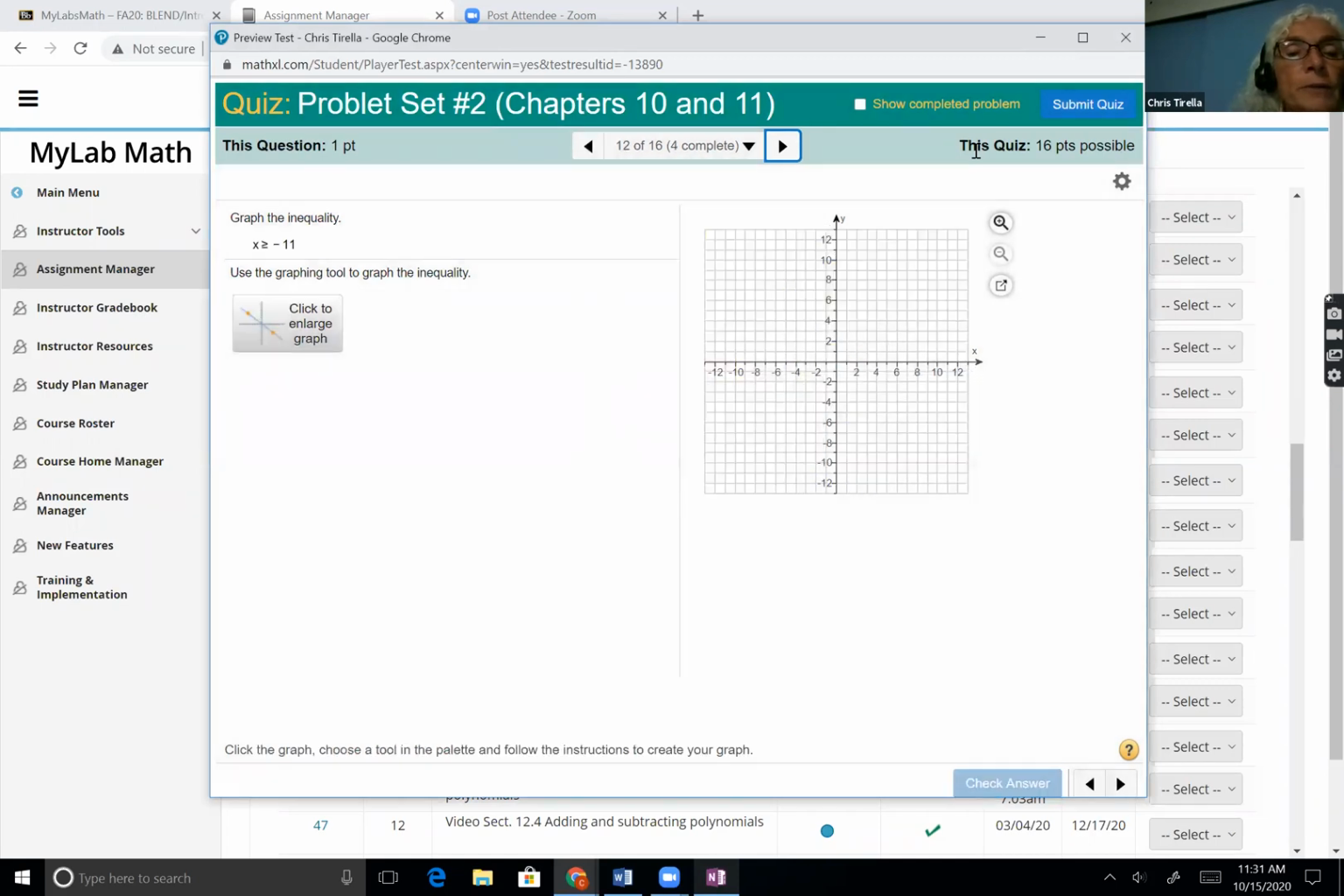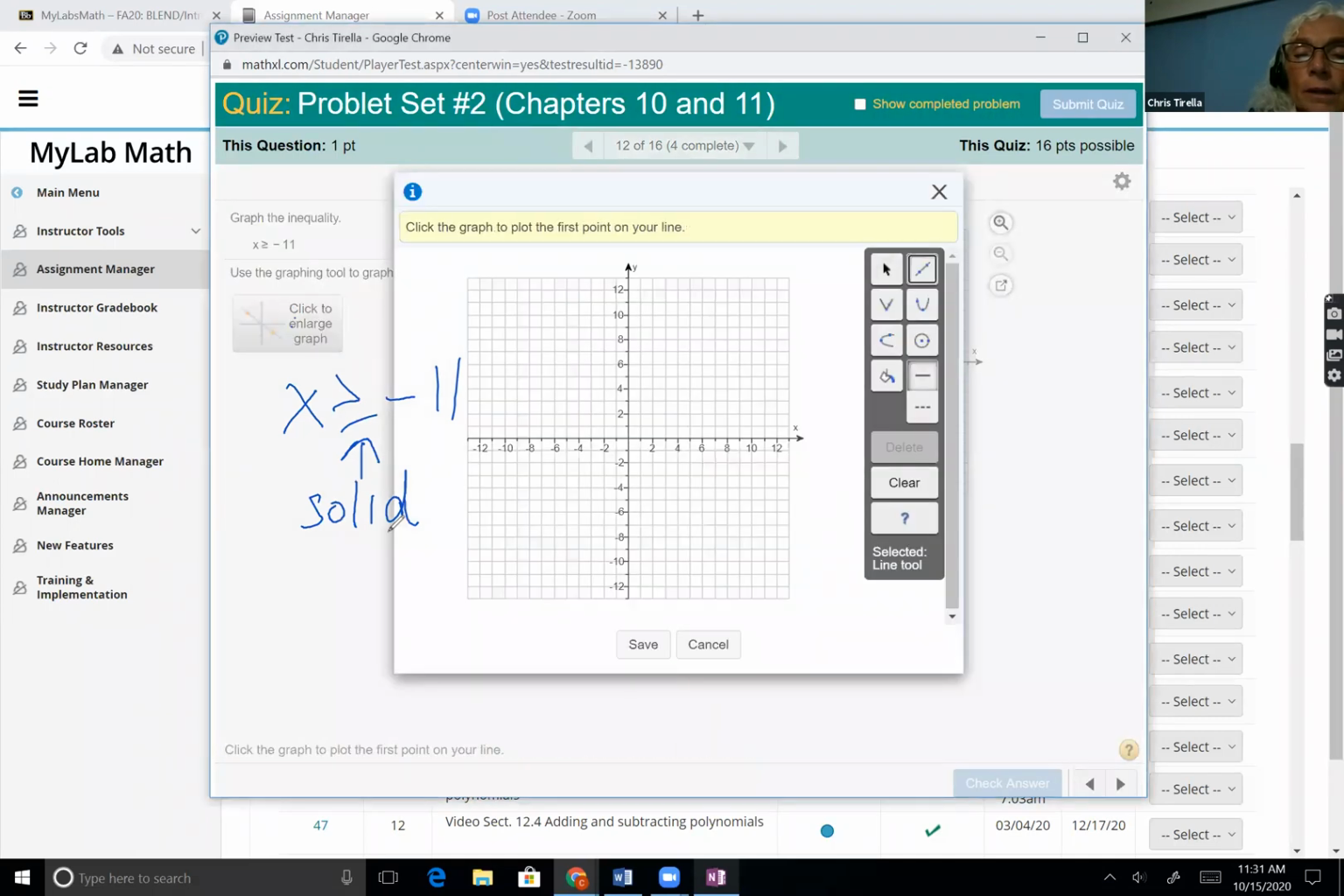We're asked to graph the line x is greater than or equal to negative 11. Again, it's an inequality. This one is still solid. The line, when I go to graph it, would be, let's see, solid line, line tool, x equals negative 11. So we'll go to negative 11 on the x-axis. Does everybody remember x equals is a vertical line?